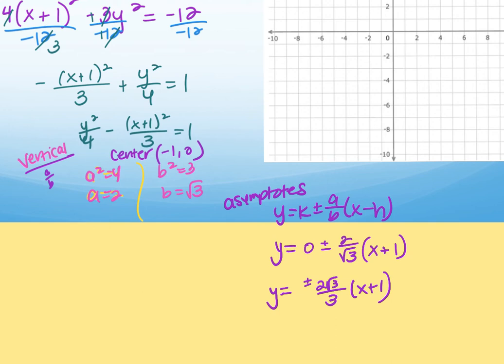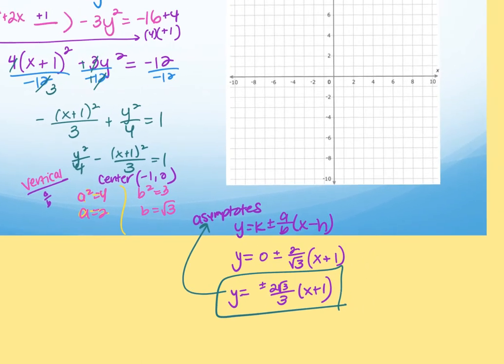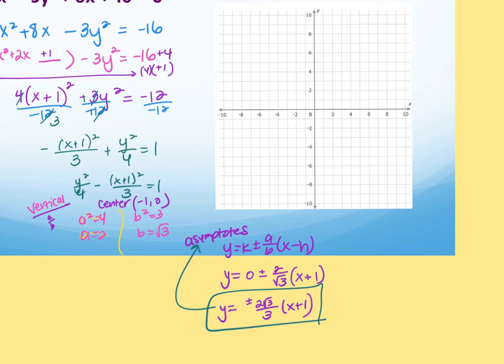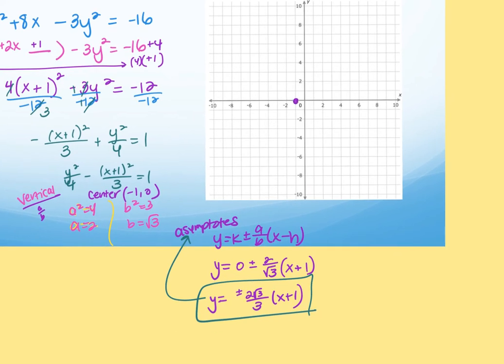So that's when it gets even messier to graph based on the asymptotes, and that's when I would recommend go to the box. Stick with the box. The box is easier. So if I'm graphing negative 1, 0, there's my center. It's vertical, so I'm going up and down 2. Up 2, down 2, those are your vertices: negative 1, 2 and negative 1, negative 2. I'm going right and left square root 3.